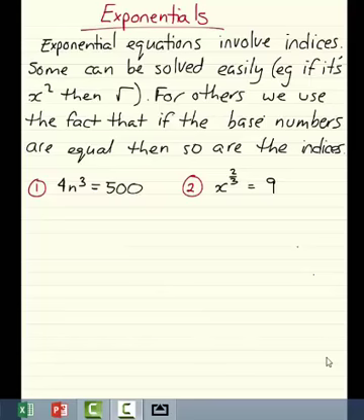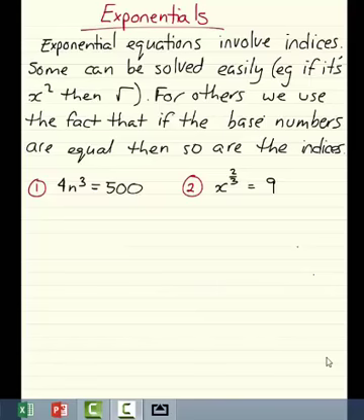So some of them are really straightforward, but for the others, they're not things that we can just do in one step like that or in our heads, and we need to use some other methods. And for that, we use the idea that if the base numbers of two things are equal, then the indices have to be equal, otherwise the two sides of the equation aren't going to be the same.